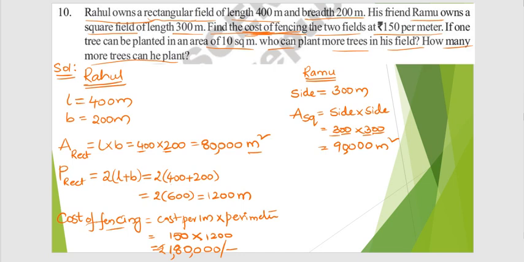So this is nothing but 90,000 meters square. How much did Rahul get? 80,000 meters square. So clearly whose area is more? Ramu's area is more, right? So from this we can compare.